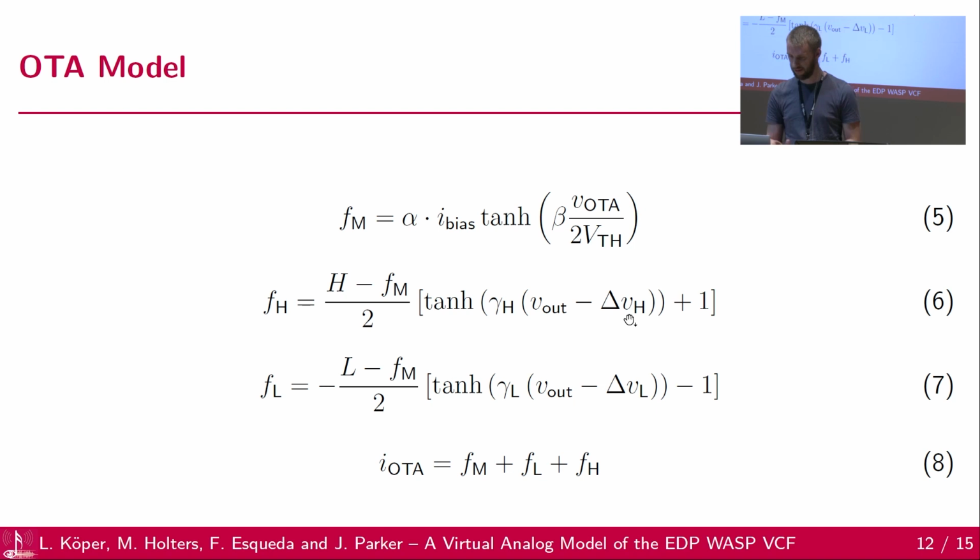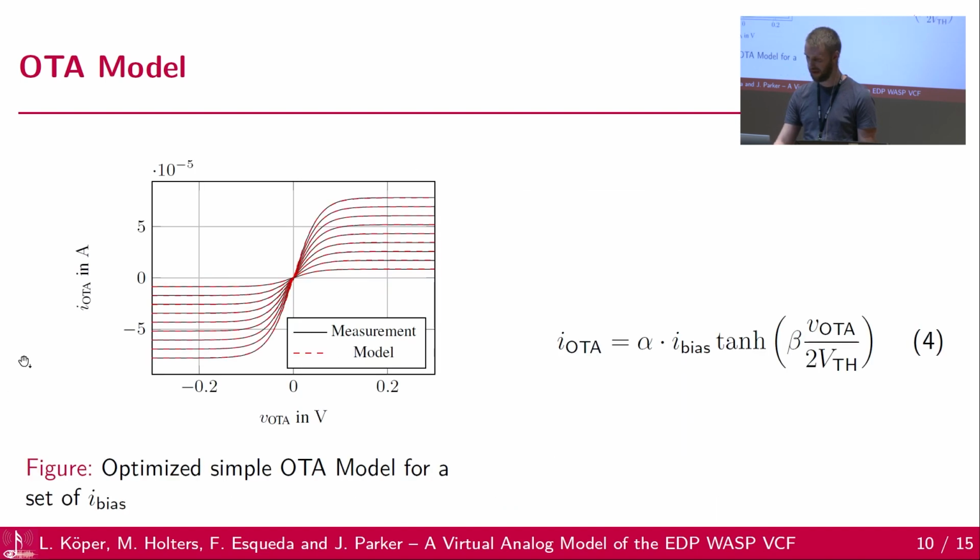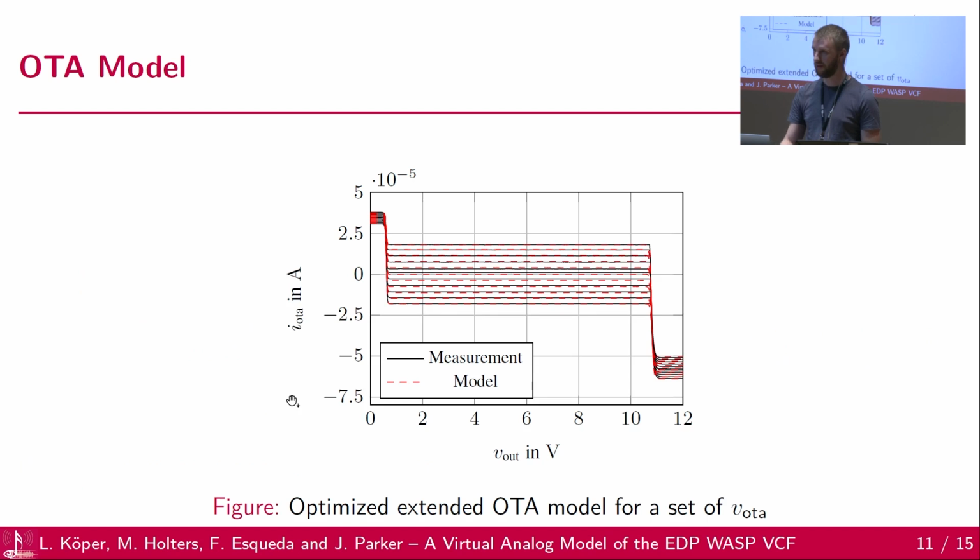And then we can simply get our output current by adding all these functions up. And the nice thing is they don't influence each other in their operating region. So that means this input behavior is kept as it was. So we have this perfect match regarding the input voltage, but we also can model these jumps if we take a look at the output voltage.